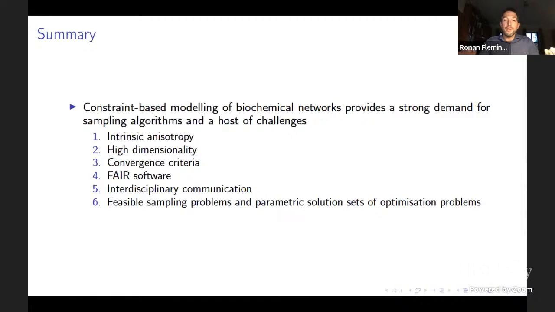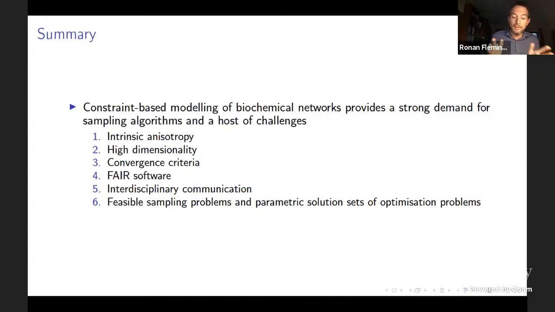So to summarize, I hope I have tried to highlight to you that constraint-based modeling of biochemical networks provides a strong demand for sampling algorithms and a host of challenges: the intrinsic anisotropy I've mentioned, the high dimensionality and increasing dimensionality of these problems, the need for practical convergence criteria, and thinking about the computational costs of checking whether something has converged to the stationary distribution, but also the distribution that you are actually wanting the algorithm to converge towards.